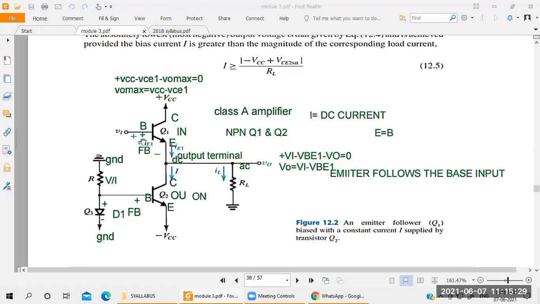Suppose when there is a negative cycle, what happens here? Q1 becomes off. When it is off here, there is no current from collector to emitter, so there is no current across the load resistance. Understood? So in this condition you will get the negative cycle at Q1, which means off condition. When Q1 is off, the output side will get a negative cycle. Understood? So for making the positive cycle and negative cycle, what is responsible here? Q1. Understood? Q2 is only there to drive the Q1 transistor.